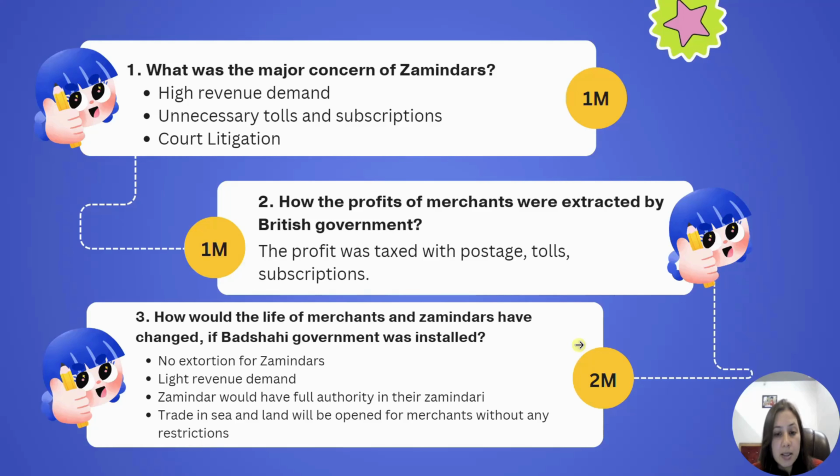So the goal of the people who revolted in the revolt of 1857 was to bring back the Mughal empire in India, and they wanted Bahadur Shah Zafar to be their leader of the revolt and to rule the country. So the changes would have been no extortion for zamindars, light revenue demand, zamindars would have full authority in zamindari, and trade in sea and land would be open for merchants without any restriction. So this is what the zamindars and merchants wanted.